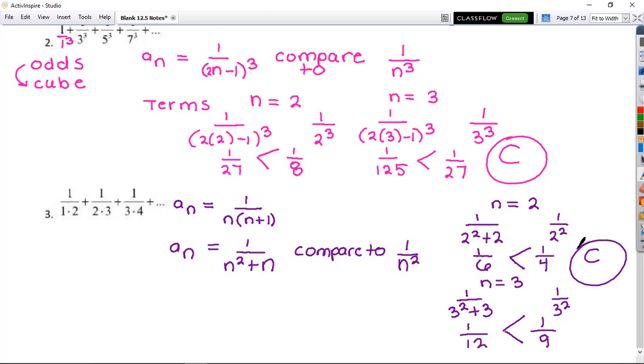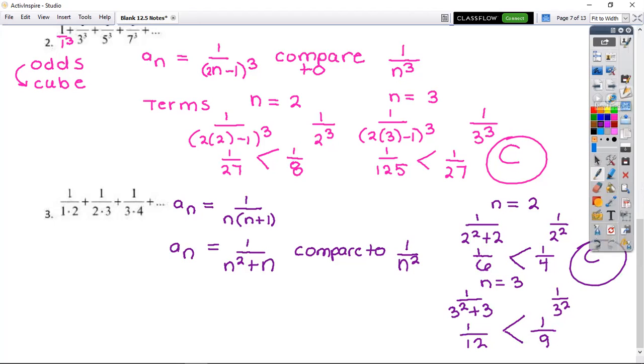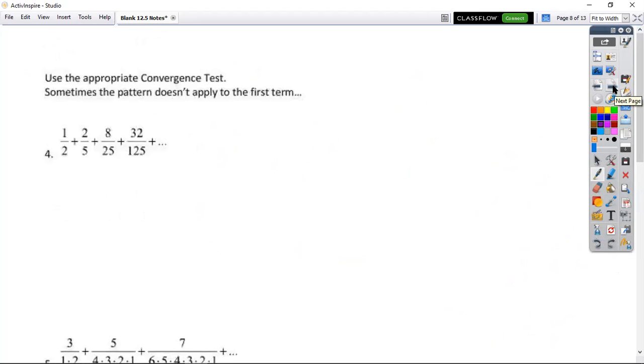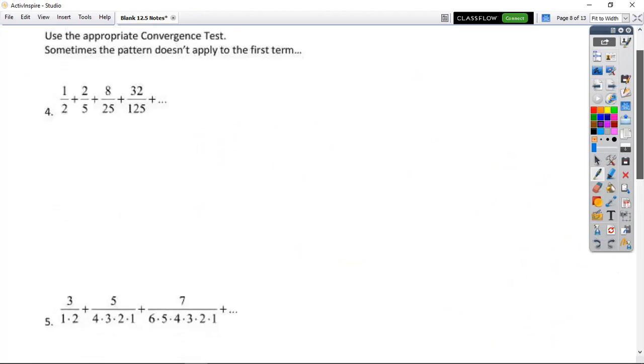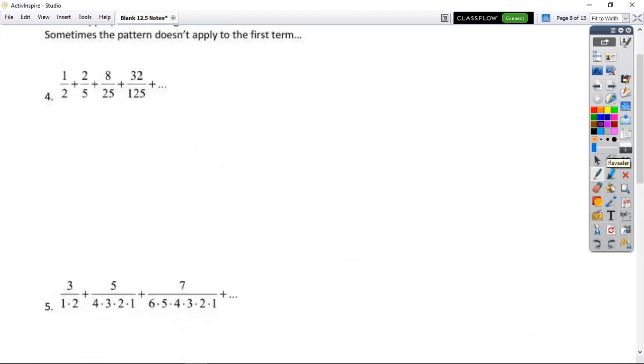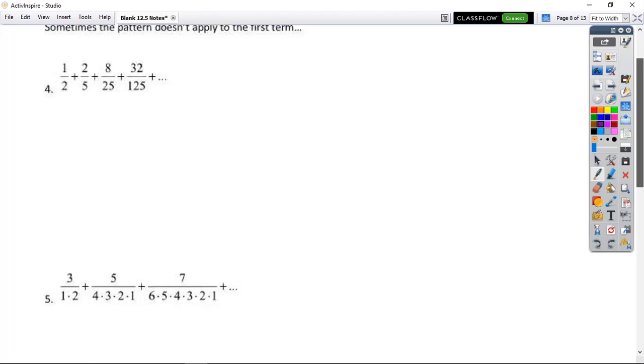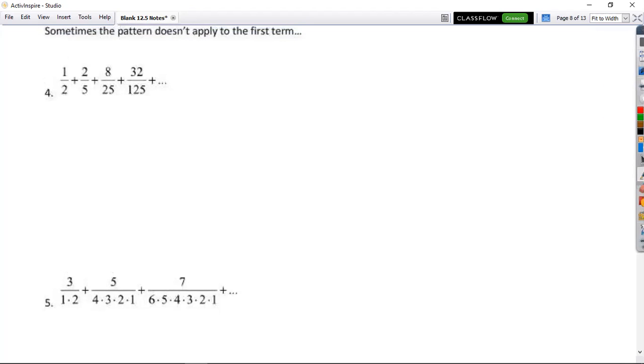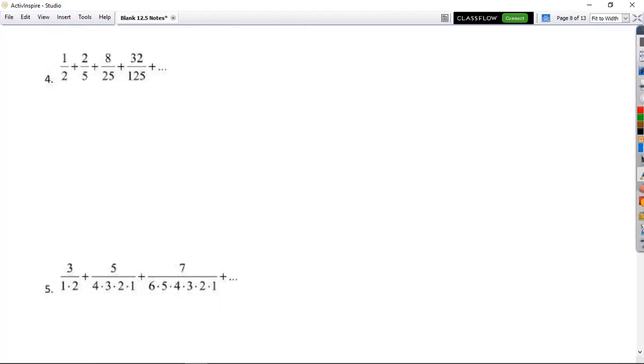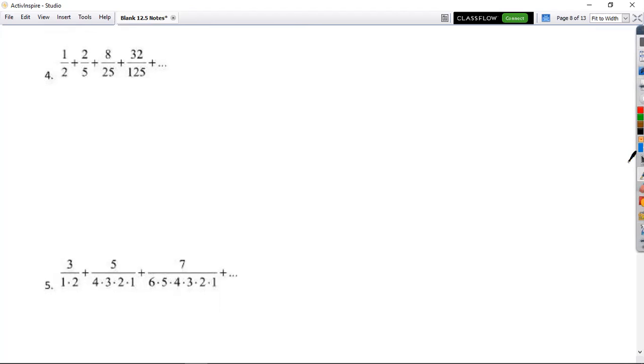How are those? Nice and short, actually. Yeah, compared to your ratio test, they really are. So the backside are some oddball cases, and then we start kind of mixing these up. So what's listed at the top is that sometimes your pattern does not apply to the first term. Okay, so you're going to see 2 of these. It doesn't tend to occur too often, but when it does. So I want to look at that and see whether this is convergent or divergent.